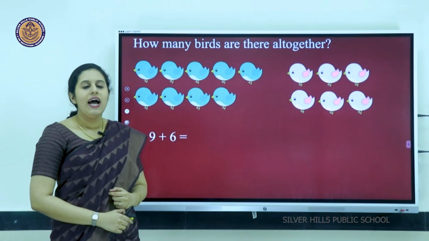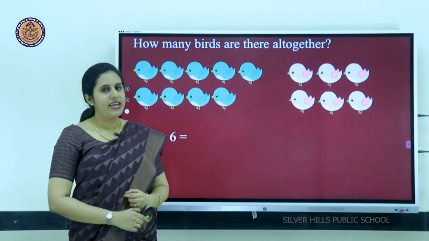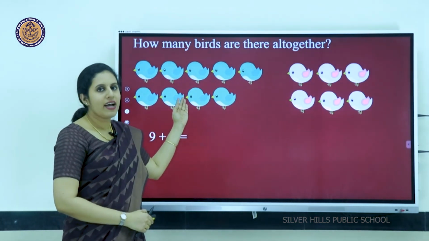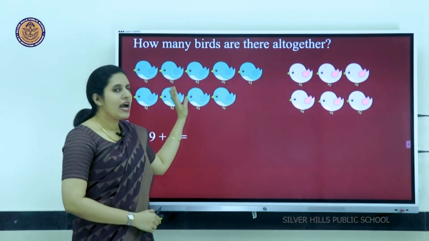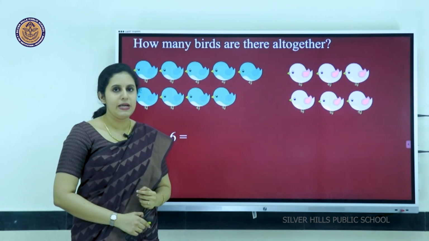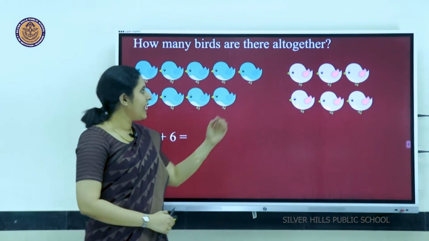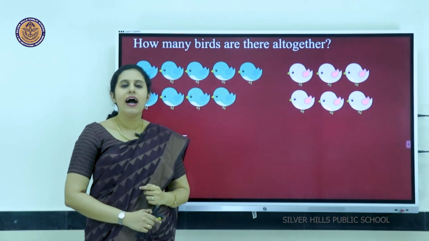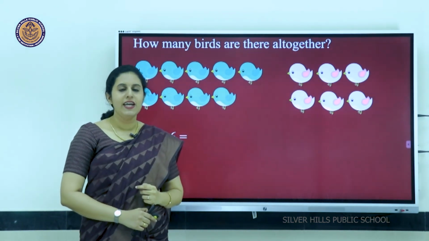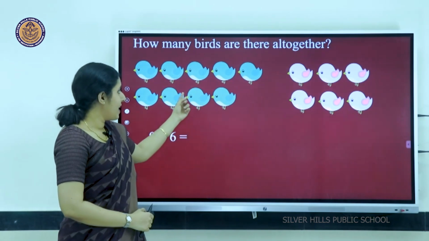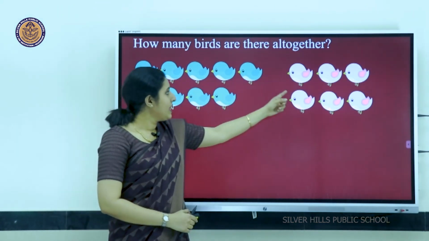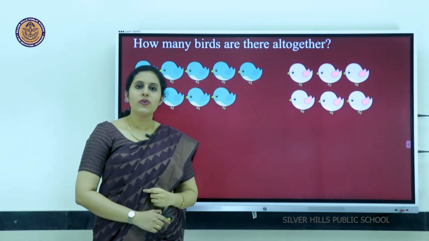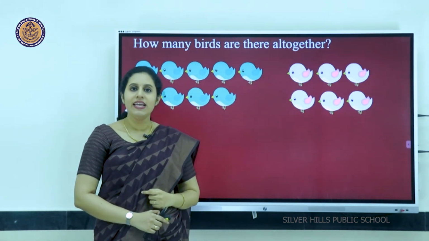Before that, let's see how we can do the problem by making a group of 10. So there are 9 blue birds on the left side, right? I have to somehow make a group of 10 here. How do I do that? Yes, I have to take some birds from the right side to make a group of 10. Exactly how many birds should I take from the right side? Think, there are 9 birds on the left side. Yes, only one more, because you know 9 plus 1 is 10.